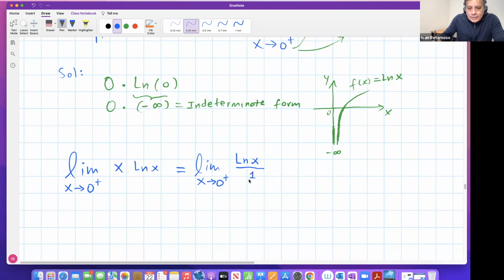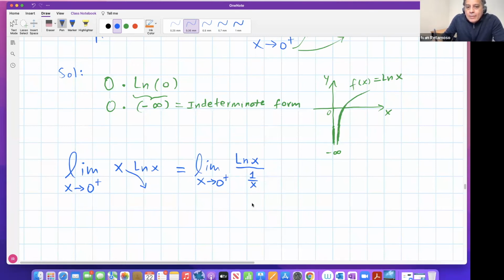1 over x. It's a crazy algebraic trick, right? Instead of writing x here, I put it down here as 1 over x. Remember, when you divide these two guys, you flip this, x over 1, times natural log, and you get this, right? So this and this are algebraically the same. So when you want to go from a product to a division for this form, do this trick, right?